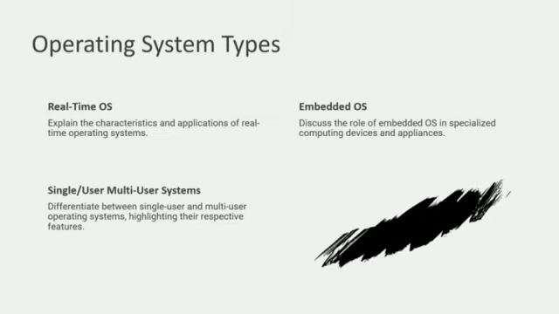The operating system types are real-time OS and embedded OS, and single-user or multi-user systems. Real-time OS explains the characteristics and applications of real-time operating systems. Differentiate between single-user and multi-user operating systems, which come under single or multi-user systems.